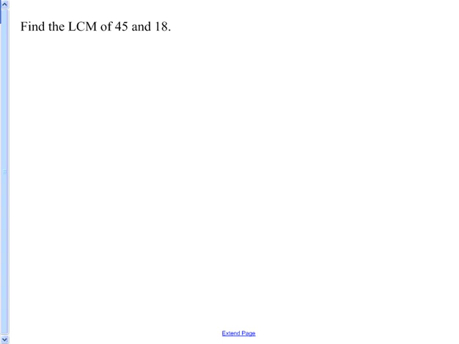So if I start with 45, 5 goes into 45 9 times. Now remember, 9 isn't prime, so we have to continue to break it down. 3 goes into 9 3 times, and 3 goes into 3 once. So the factors of 45 are 3 times 3 times 5, or we write it as 3 squared times 5. Now we do exactly the same thing with 18.